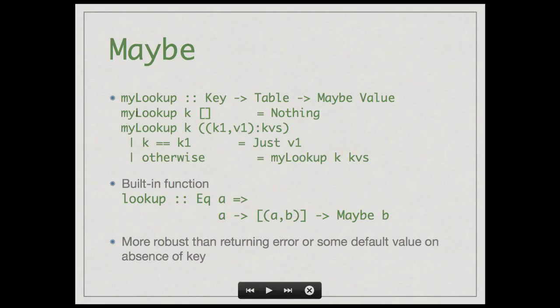Here is the definition. myLookup of k and empty list is Nothing. myLookup of k and (k1, v1) followed by kvs is: if k equals k1, you return Just v1. Otherwise, you do a myLookup of k in kvs, the remainder of the table. Actually, this behavior is given by the built-in function lookup, whose type is Eq a implies a arrow list of pairs (a, b) arrow Maybe b. This is more robust than returning an error or some default value on the absence of the key.